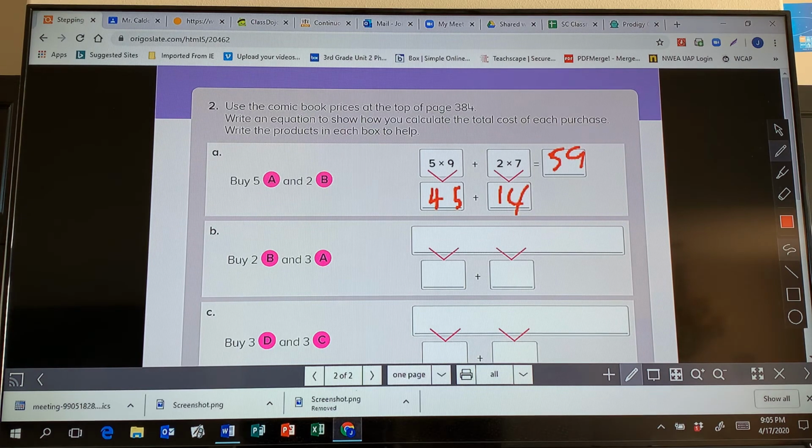All right, so you're going to use the information from page 384 to help you solve these particular problems. If you have any questions, be sure to let me know. I hope this was helpful.